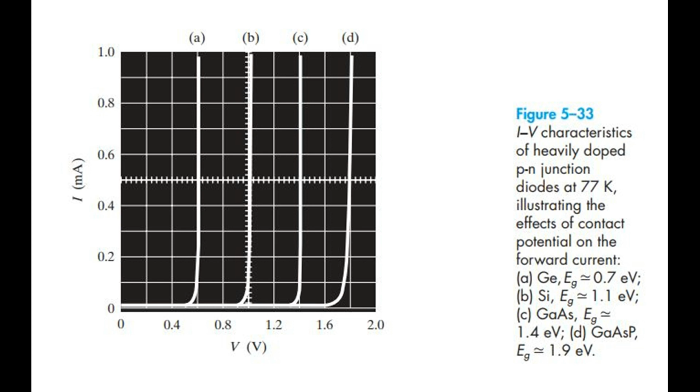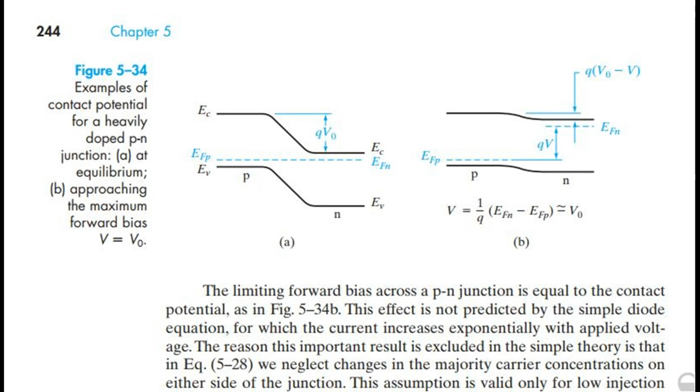1.4 electron volts. D. Gallium arsenide phosphide, e.g., 1.9 electron volts. Figure 5.34: examples of contact potential for a heavily doped p-n junction. A. At equilibrium. B. Approaching the maximum forward bias V equal V0. The limiting forward bias across a p-n junction is equal to the contact potential, as in Fig 5.34b. This effect is not predicted by the simple diode equation, for which the current increases exponentially with applied voltage.